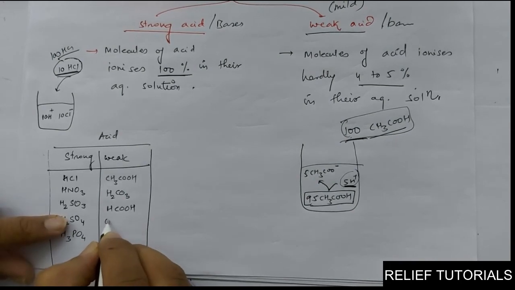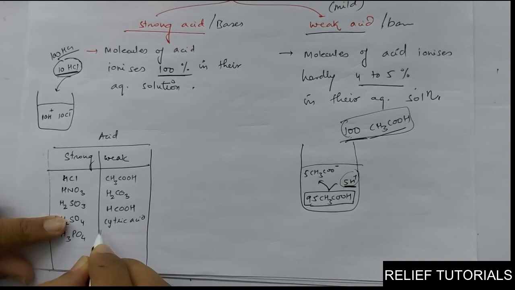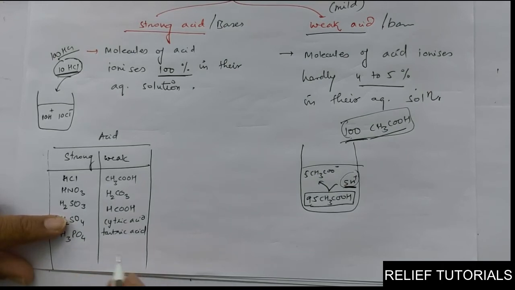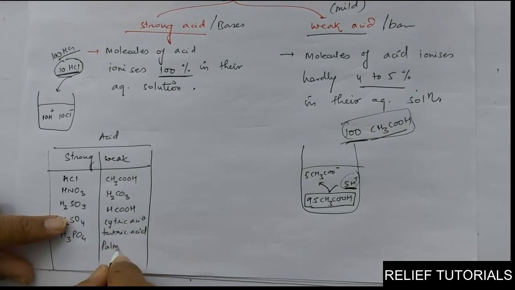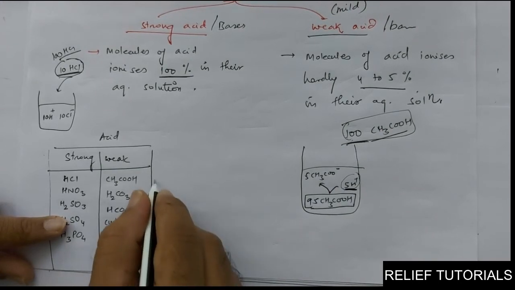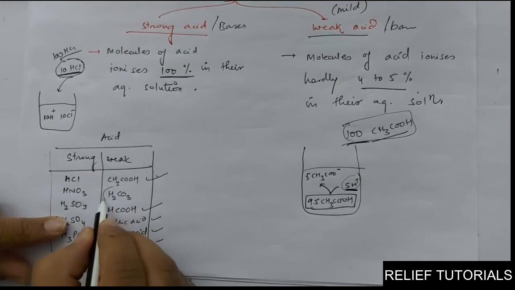Some other names having no formula: citric acid, tartaric acid. We have heard these names because these acids are present in our foodstuffs, tamarind, tomatoes and lemons. Citric acid, tartaric acid, palmitic acid, and a number of names are there. These are the edible acids. These are edible acids. This is not edible.